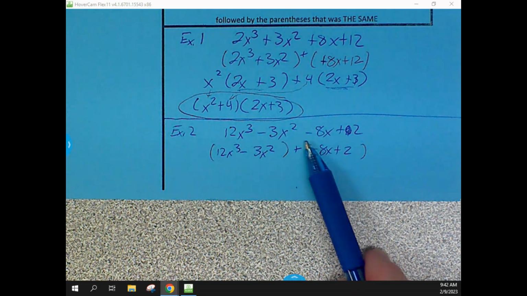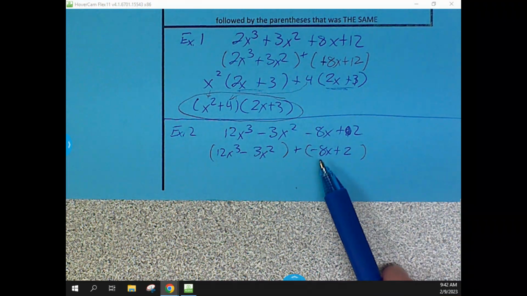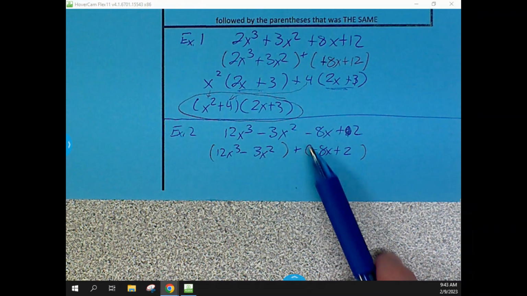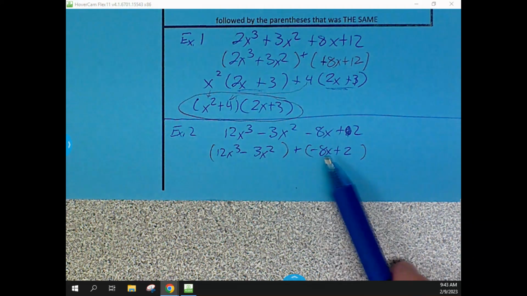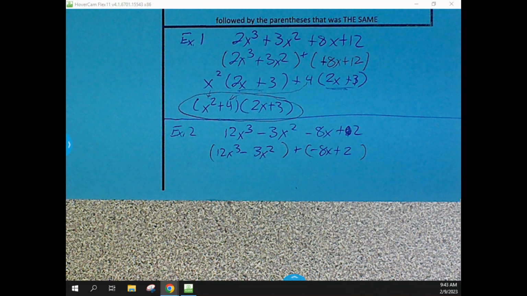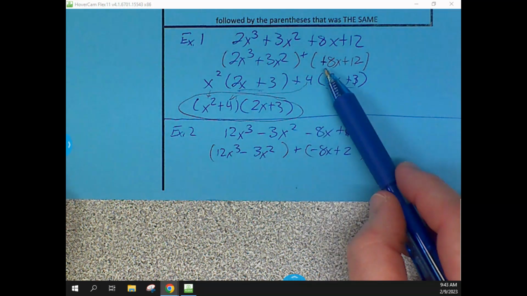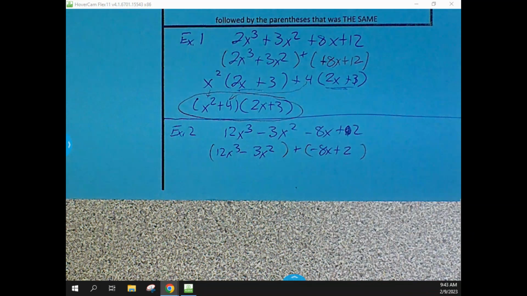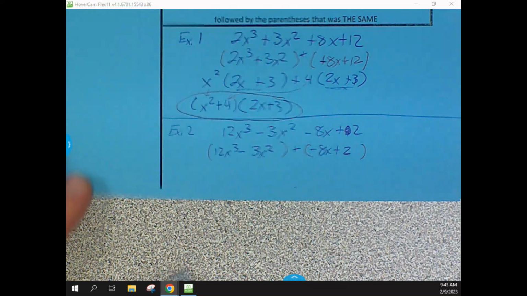Even if there's a negative there in the middle, that negative goes with the 8. So we can still rewrite minus 8x as plus negative 8x, and it will still be okay. We didn't really need it back here because it's already positive and it was overkill, but that's fine, that's just the extra part of it.